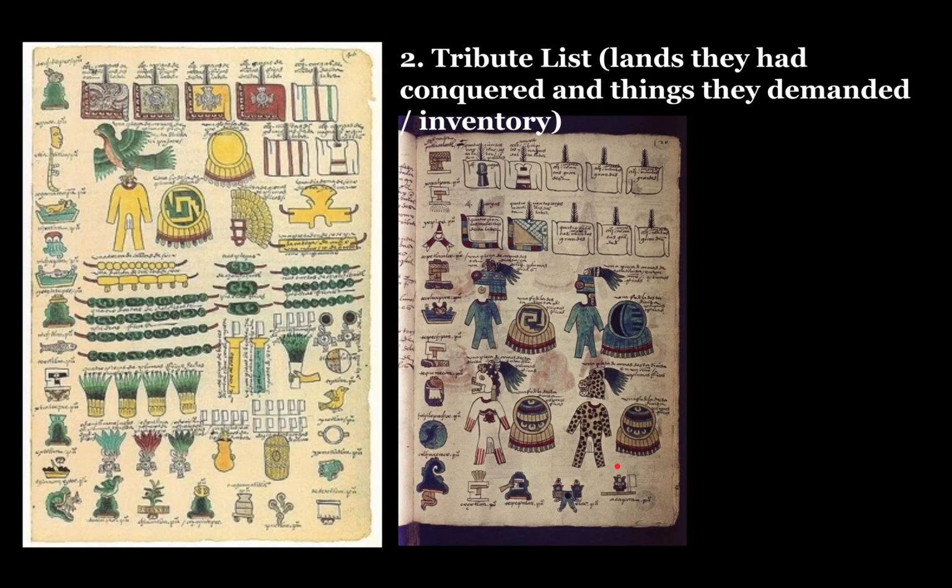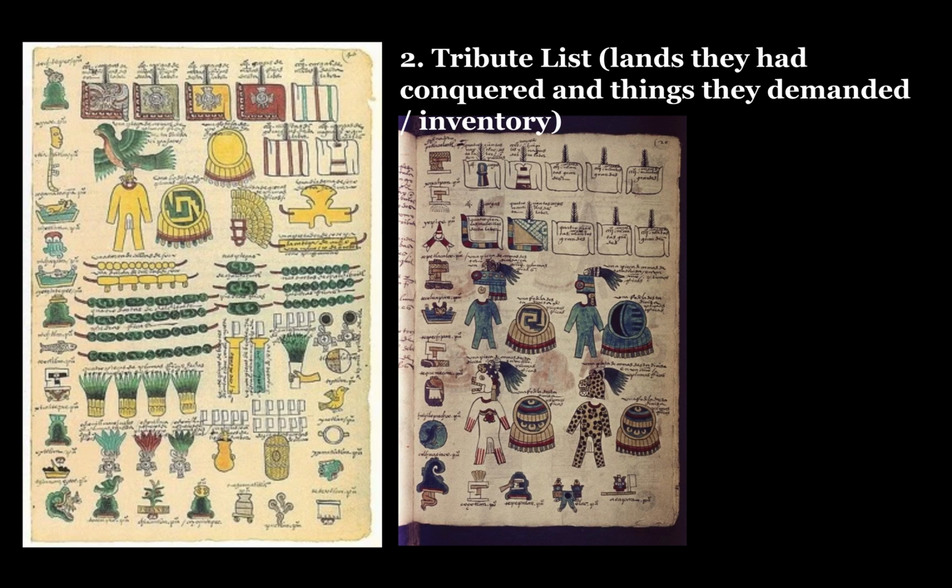So that's pretty cool. The second section of the Codex Mendoza is the tribute list. These are pages dedicated to all of these lands and enemy people that they had conquered, and all of the booty or spoils or tribute that they demanded from those people. When they conquered people, they didn't just kill them. They were like, you're ours, we're in charge of you now.